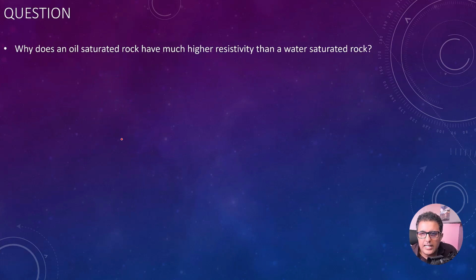So here I may ask you a question: why does an oil saturated rock have much higher resistivity than a water saturated rock? So here is the question. If the water saturation is not 100%, why is RT greater than R0?